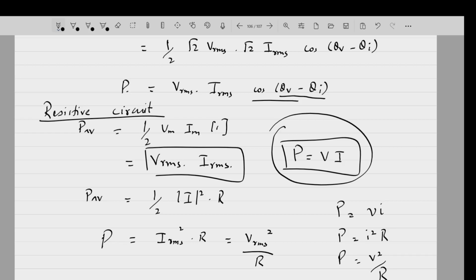But you have to keep in mind that when we tell these formulas are applicable to AC circuits, we are specifically talking about which values of voltage and current. We are talking about the RMS values of voltage and RMS values of current.